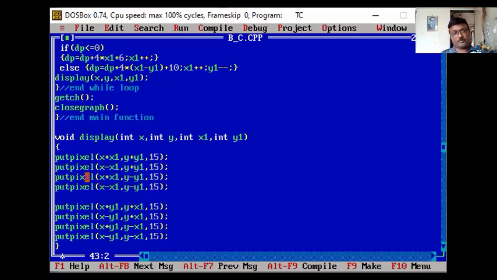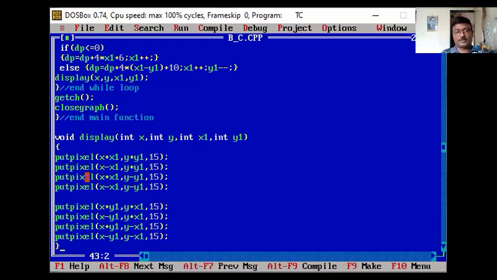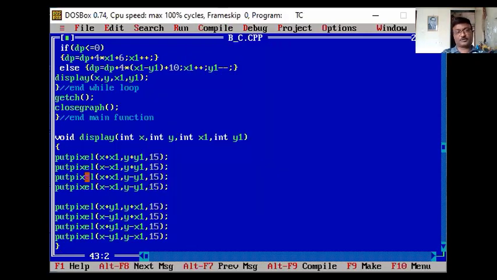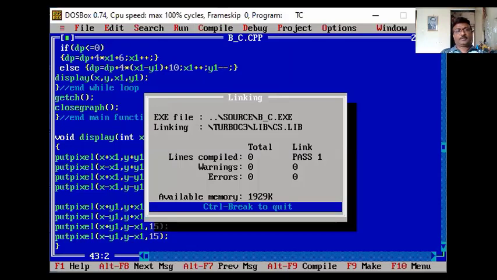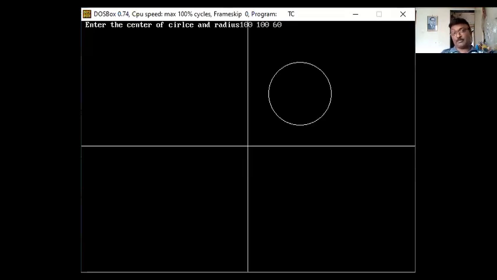Now save this program. Again I have to save it. Then compile it. Then run it. See, enter the center of the circle and radius. Suppose for the center of the circle I put 100 and the radius is 60. So 100, both are positive values.